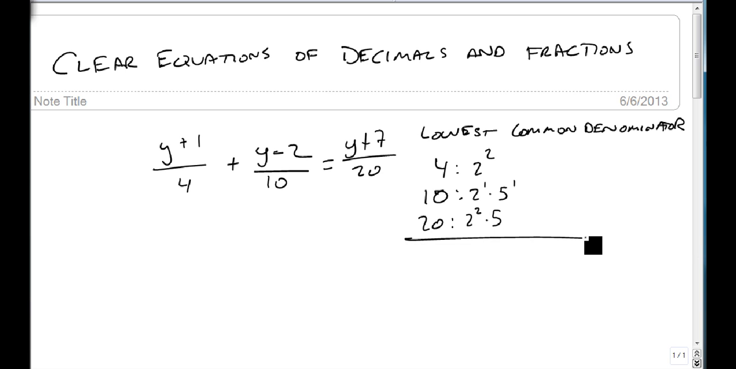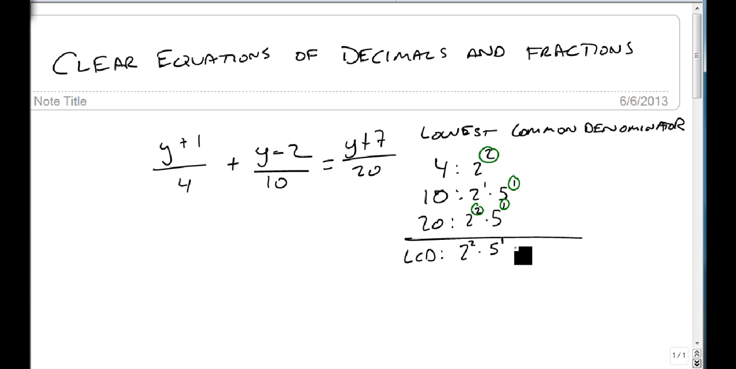Our lowest common denominator needs at least as many copies as the largest number of copies that every prime number has. So our LCD needs at least one of each base, so it needs at least a 2 and a 5. But then we pick the highest power that shows up, so 2 squared, because we have a square here and a square here, and 5 to the first, because that's our highest power on the 5.